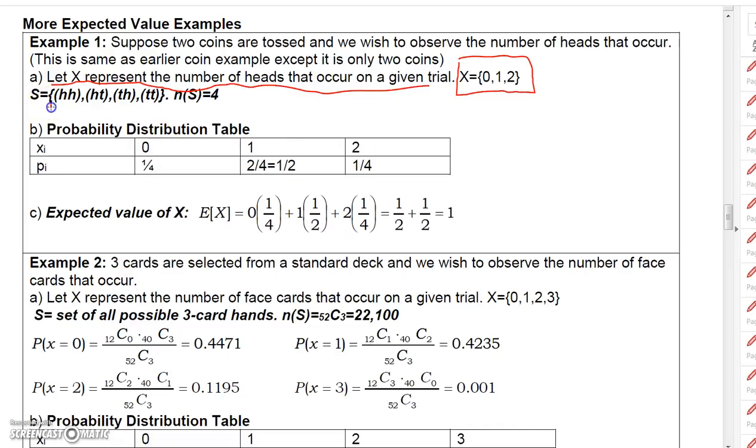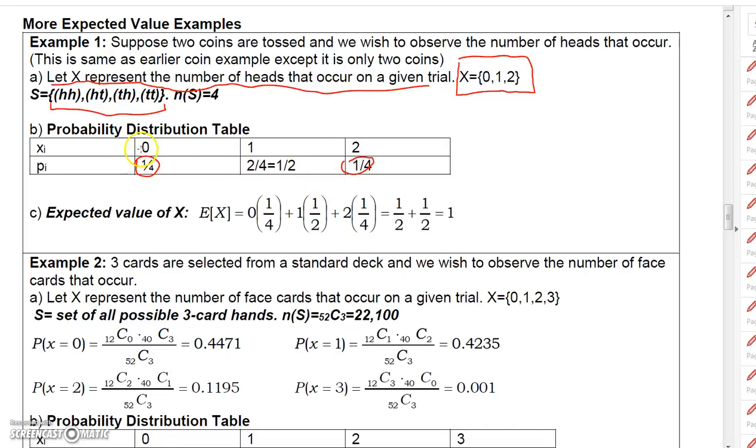Well, if you look at the sample space, there's only 4 possibilities. And the only way to get no heads would be to get both tails. So that's got a 1 out of 4 probability. And then the only way to get 1 head would be to either get head tails or tail heads. So that has a 2 out of 4 probability, or 1/2. And the probability of getting 2 heads would be, there's only 1 out of 4 ways that could happen. So that probability would be 1/4.